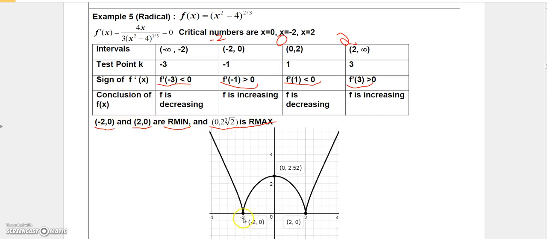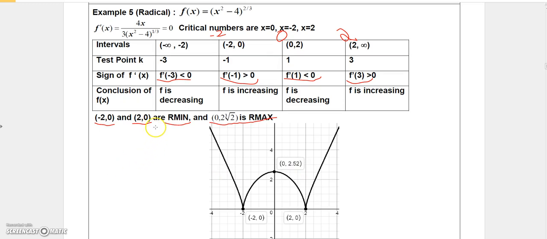So you can see in the picture here, you've got a minimum of 0 here, a minimum of 0 here, and then here I got 2 cube root of 2 by plugging 0 into this and simplifying it. Now 2 cube root of 2 is the exact answer, and on the graph I used the approximation, 2.52, for the relative maximum. Okay, and that's all I'm going to cover on this video.